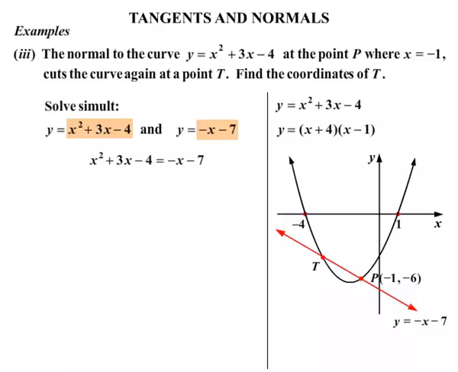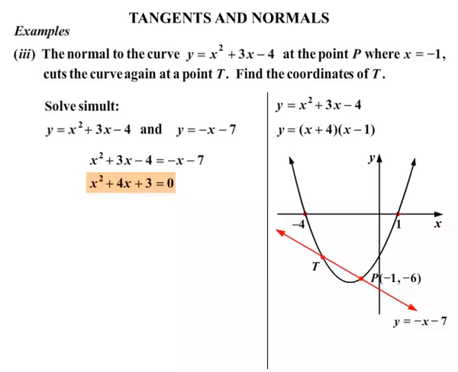So we get x squared plus 3x minus 4 equals minus x minus 7. Now the x squared, let's write that down. The 3x, well that minus x will come over, become plus x. So 3x plus x is 4x. We've got minus 4, but that minus 7 will come over, become plus 7. So we'll have minus 4 plus 7, which is plus 3. We've got everything to one side, so it all equals 0.